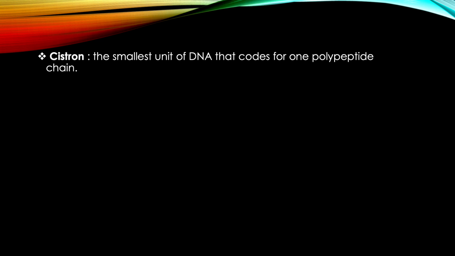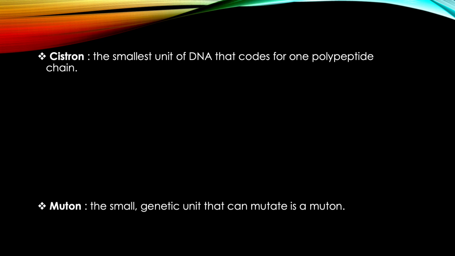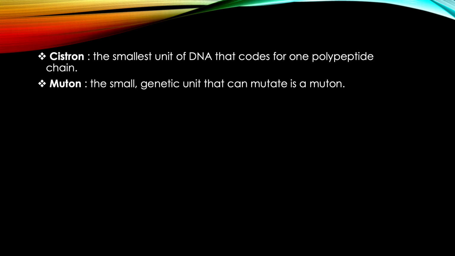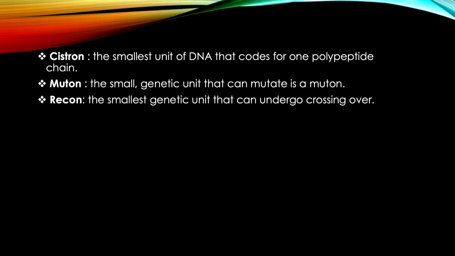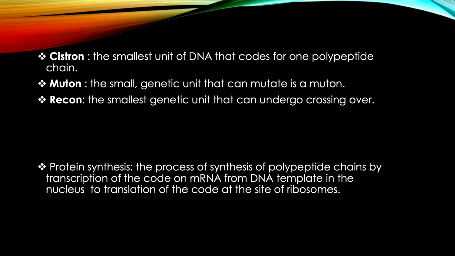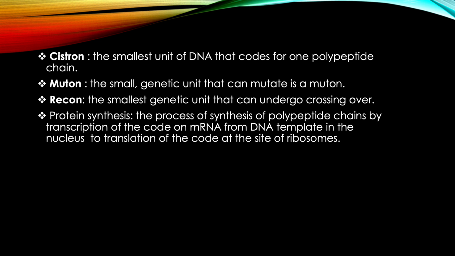Cistron, the smallest unit of DNA that codes for one polypeptide chain. Muton, the small genetic unit that can mutate is a muton, and recon is the smallest genetic unit that can undergo crossing over. Protein synthesis, the process of synthesis of polypeptide chains by transcription of the code on mRNA from DNA template in the nucleus to translation of the code at the site of ribosomes.